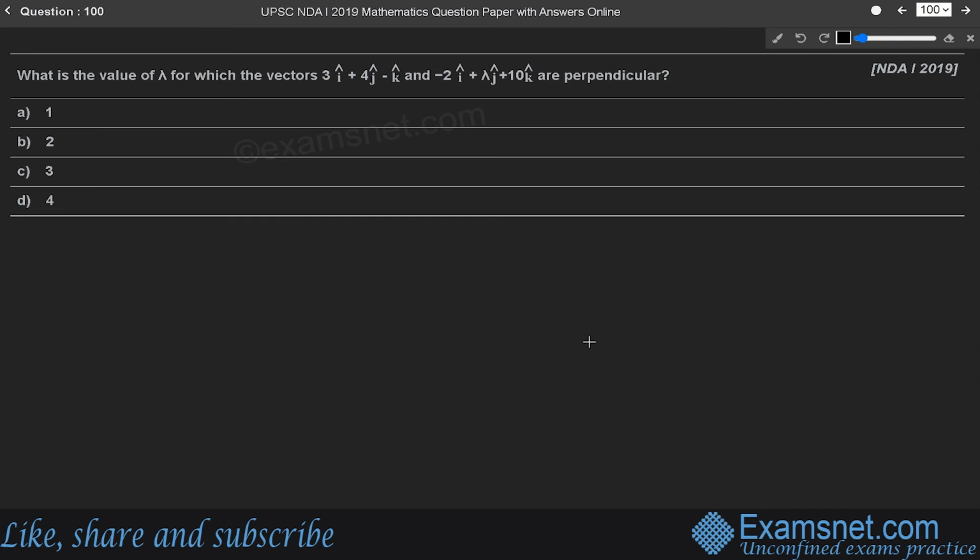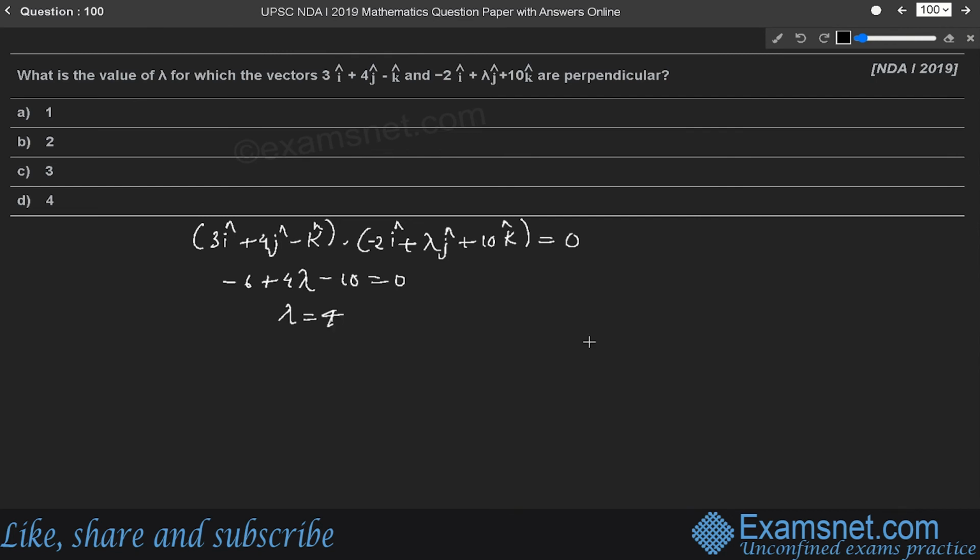We know that for perpendicular vectors, dot product is 0. Therefore, dot product of these vectors will be 0. So 3i cap plus 4j cap minus k cap dot product minus 2i cap plus lambda j cap plus 10k cap is equal to 0. Now, further solving it, it will be minus 6 plus 4 lambda minus 10 is equals to 0. So value of lambda will be 4. So correct option for this question is option number D. See, the main concept here was that for perpendicular vectors, dot product is 0.